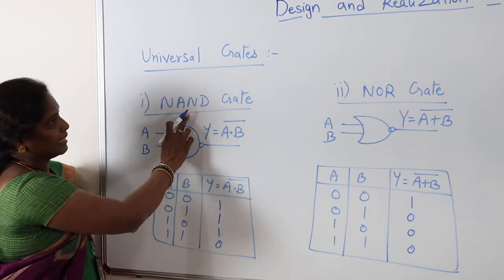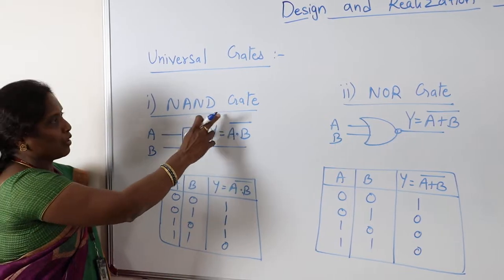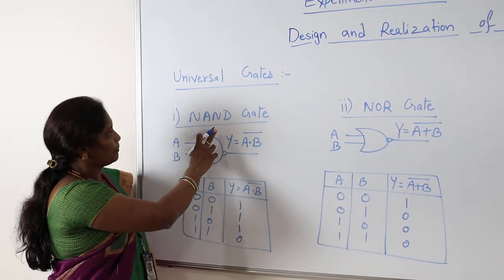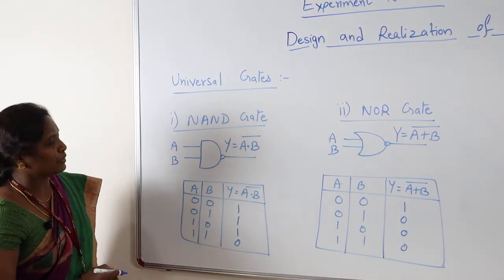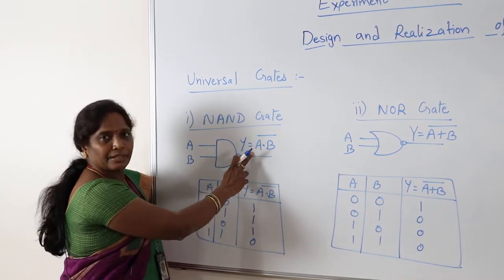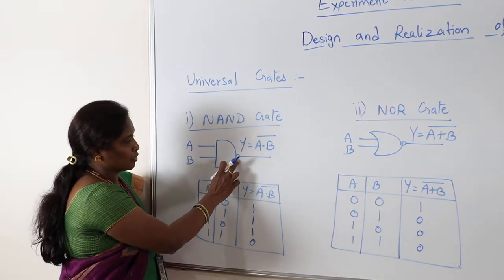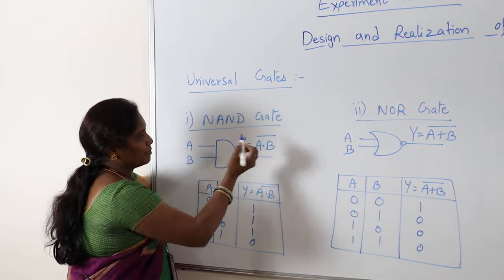First one is the NAND gate. The logic symbol for NAND gate is AND followed by NOT. The output is the complement of the AND gate. If we consider a two input NAND gate, A and B are the two inputs and Y is the output, and this is the logic symbol, AND gate and NOT. So this is the NAND gate, Y is equal to (A dot B) bar.